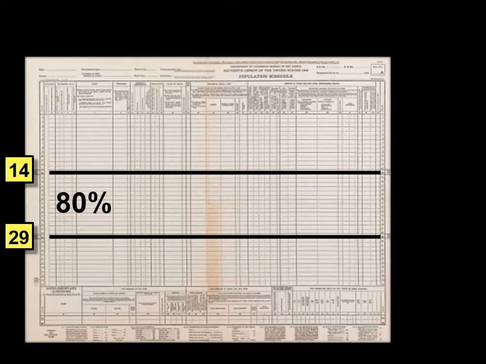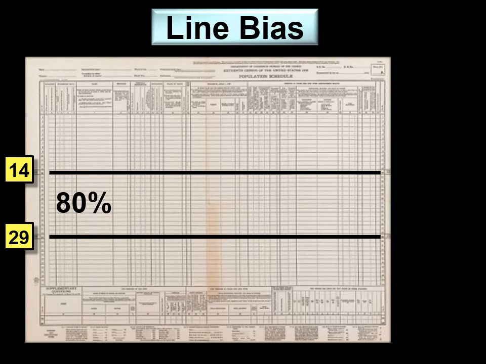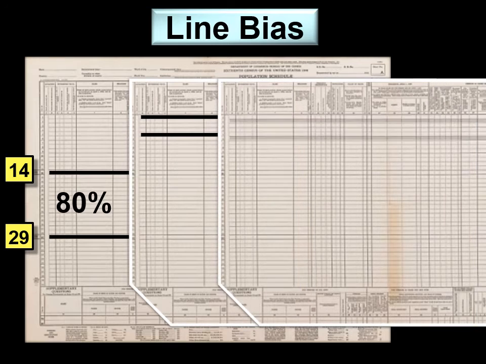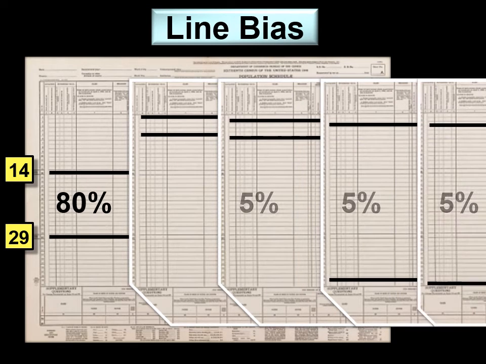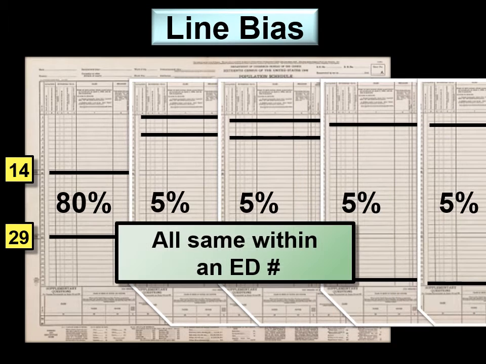They were concerned that maybe there was a bias in the lines. And so there were a number of different variations of where those 2 lines were. And within an enumeration district, all the forms were the same, so as not to confuse the enumerator. In 1950, within each ED, you will see a variation from one sheet to another.